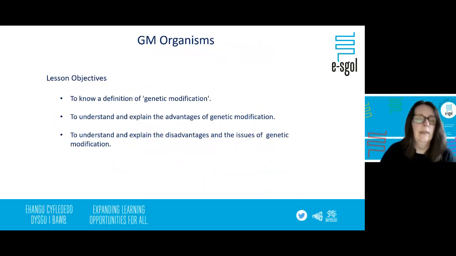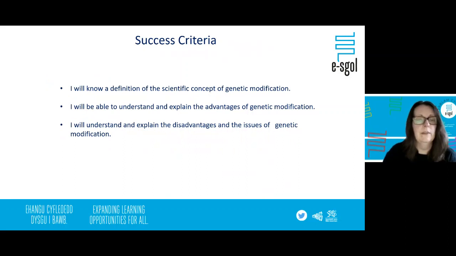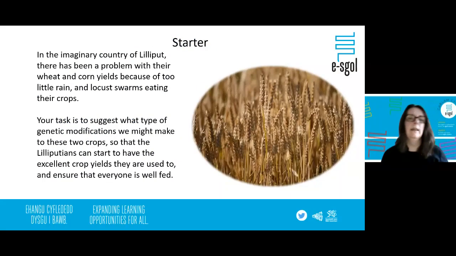Okay, so we're going to end up then with a knowledge of the definition of genetic modification, and then thinking of and explaining the advantages of modification and the disadvantages and any potential issues with genetic modification. So success criteria at the end of this session, you will know a definition of the concept of genetic modification, and you will be able to understand and explain the advantages and the disadvantages with any potential issues of genetic modification.